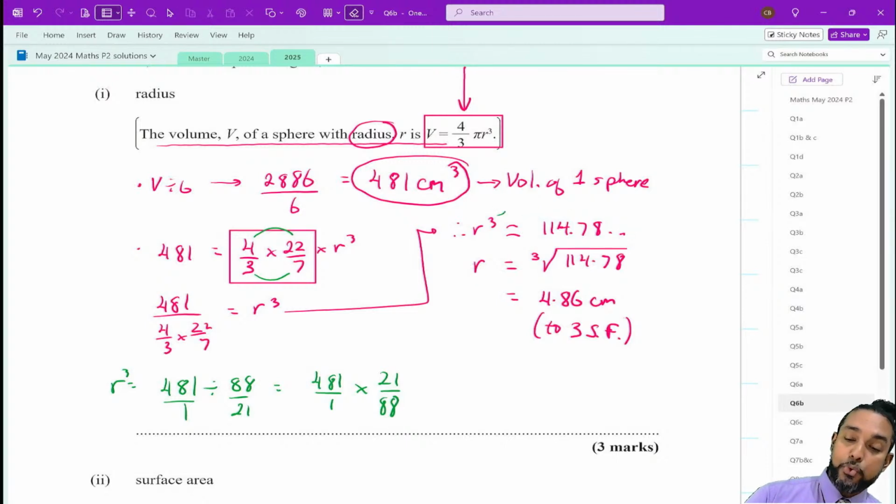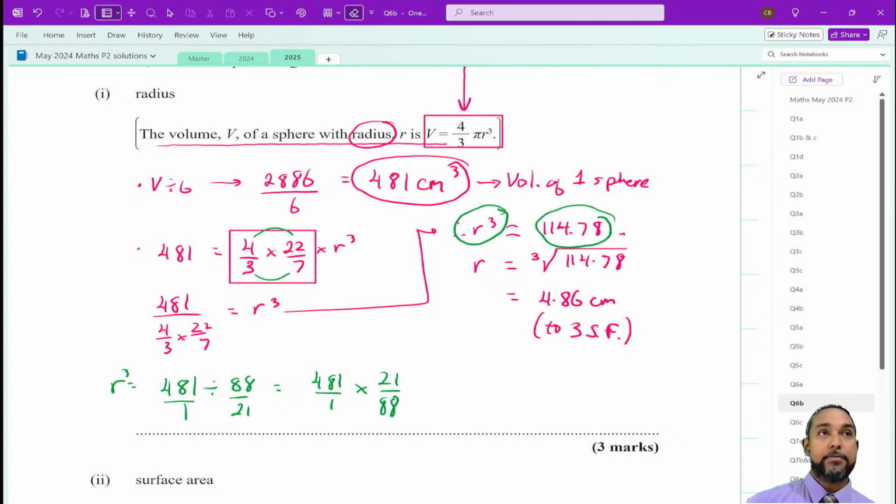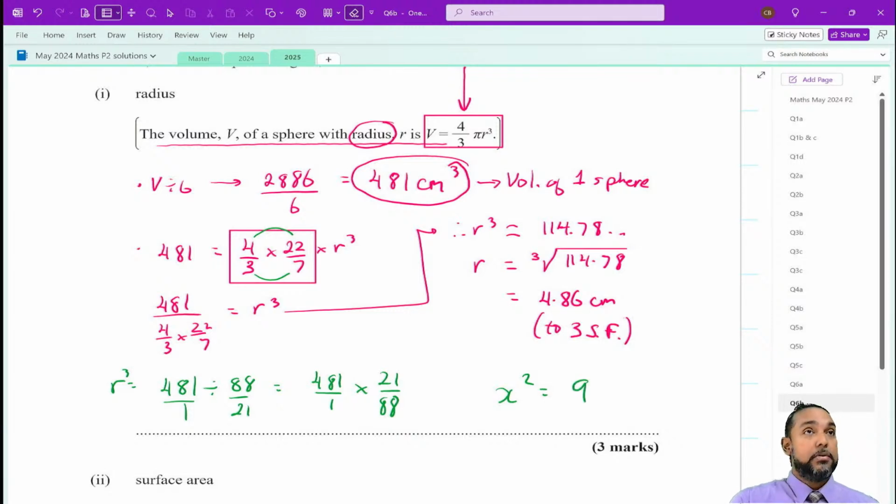Now that's r cubed. R is to the power of 3. So to undo a cube, you have to find the cube root. So if r cubed is equal to 114.78, but you want to find the value of r, you have to undo the cube. So if, let's say, x squared was equal to 9, to solve for x, you have to find the square root of 9. So to undo a cube, you have to find the cube root. So of course, you're going to find the cube root on both sides.